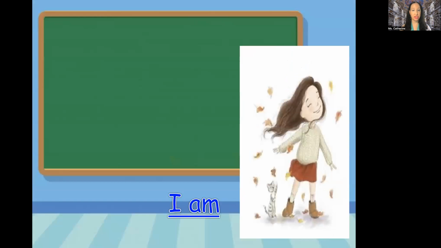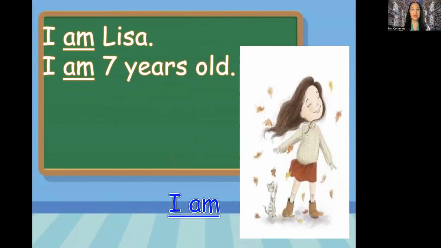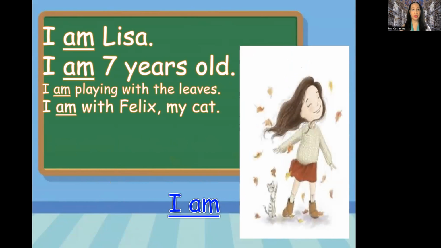Okay, now we're going to conjugate the verb to be using I am. I am Lisa. I am 7 years old. I am playing with the leaves. I am with Felix, my cat. Okay, so look at the picture, and to conjugate the verb to be using I, we would say I am.